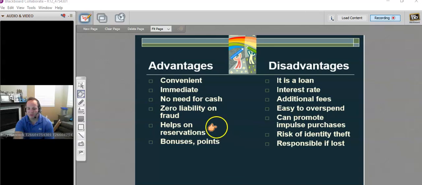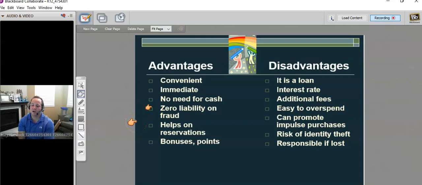I've got two more slides. So, the advantages of credit. It's convenient. It's easy to go in and say, okay, I have that money, I'll swipe this on my card and pay them back. It's immediate, you don't need to pull out cash, so you're not going to get robbed.